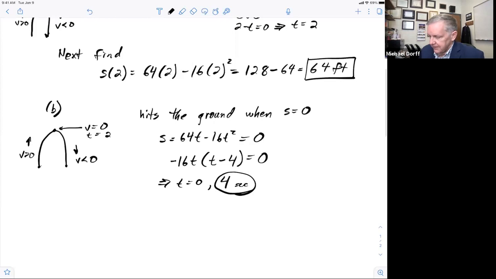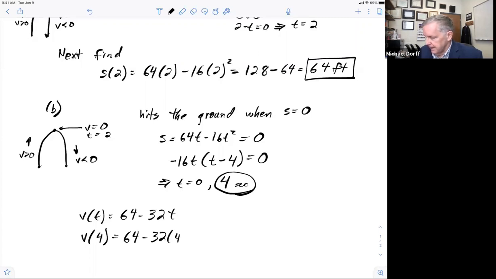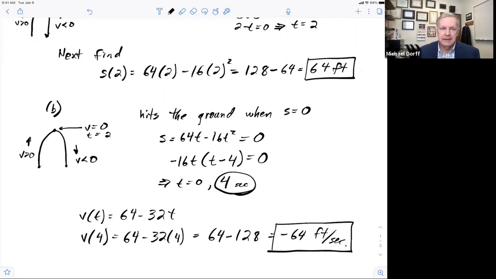And so now we just need to figure out what the velocity is at 4. So remember, velocity was 64 minus 32t. So velocity at 4 seconds, I'm going to put 4 in for t. And 32 times 4 is 128. So I have 64 minus 128, which would be negative 64 feet per second. Again, notice that it's negative, and that makes sense because it's coming back down to the ground.